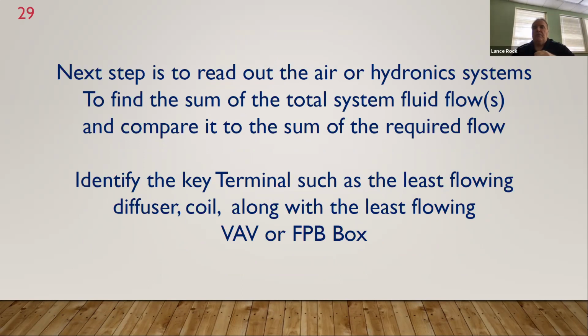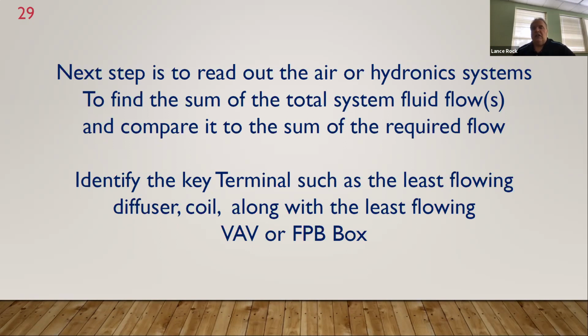Next step is to read out the air and hydronic systems to find the sum of the total system fluid flows and compare it to the sum of the required flow. So we open up the system completely. We go through and use a flow hood to read out all the airflows, or maybe we'll pitot traverse our system to get total system flows. And for hydronics, we'll go in to each circuit setter. We'll read each terminal to see what each coil terminal device has for hydronic flow. And we'll compare that with the pump, finding the pump impeller size, and then doing a full flow test across the pump to identify full flow on a pump curve.